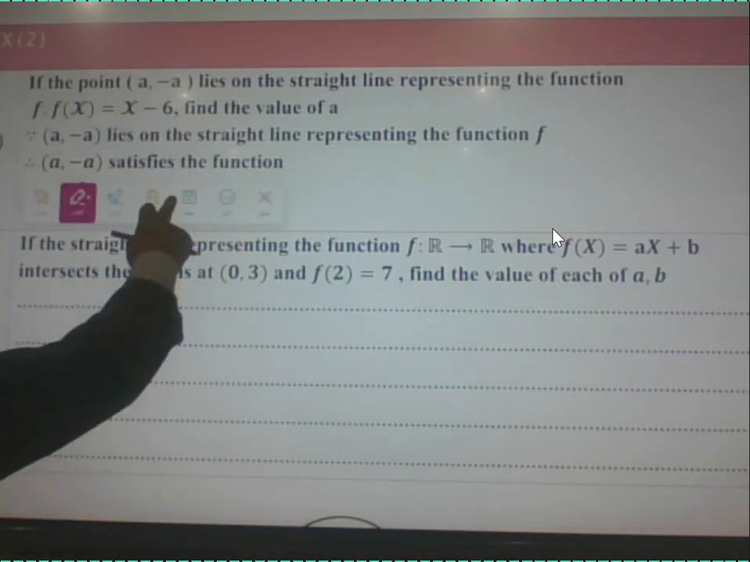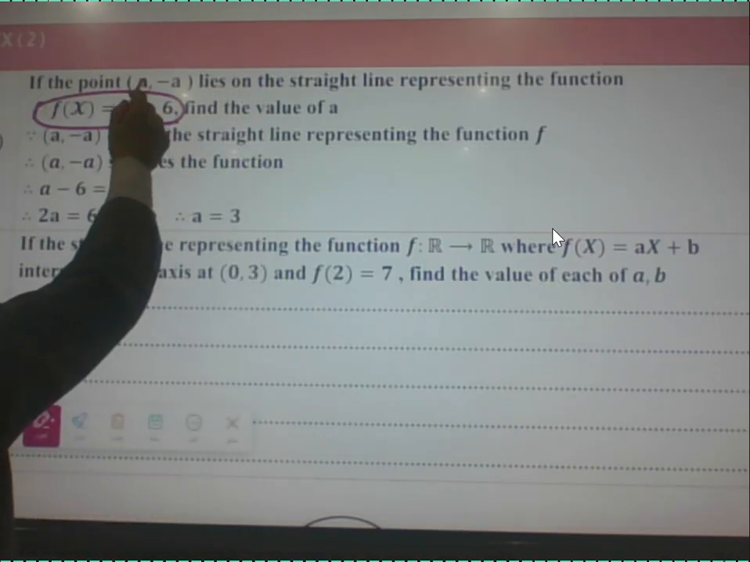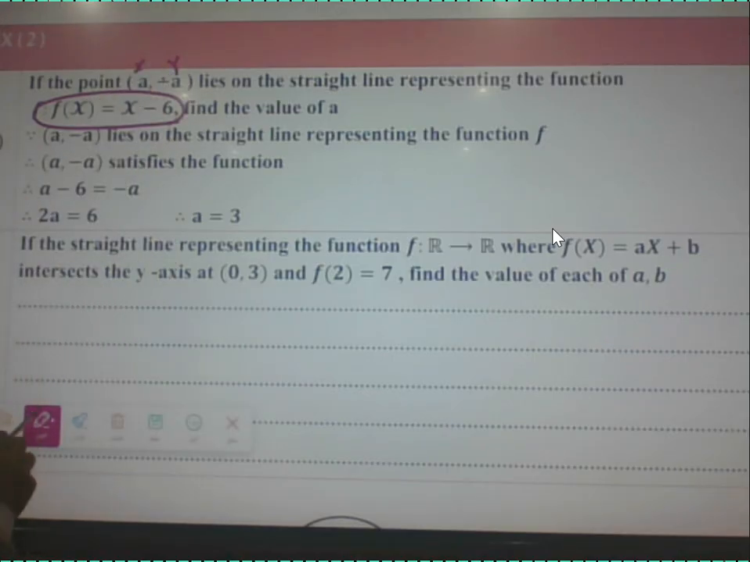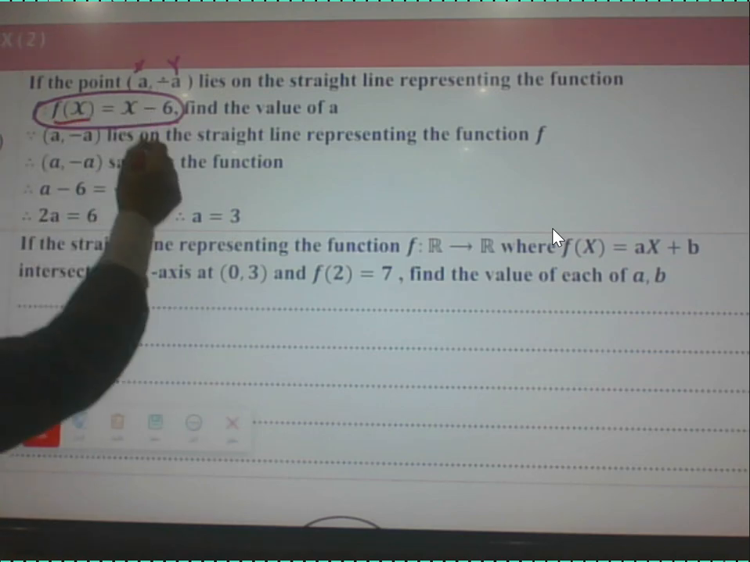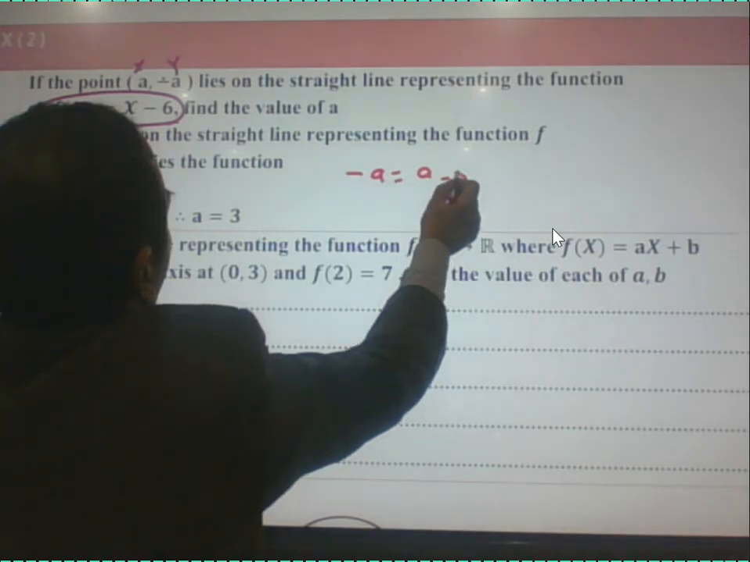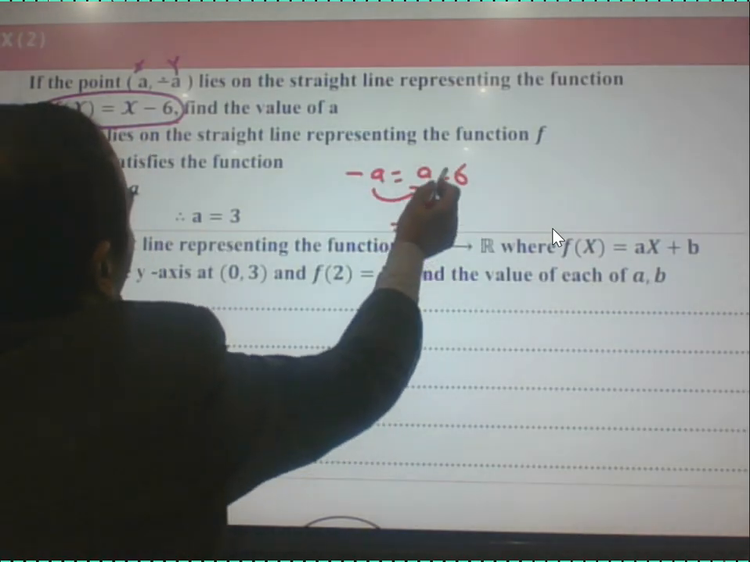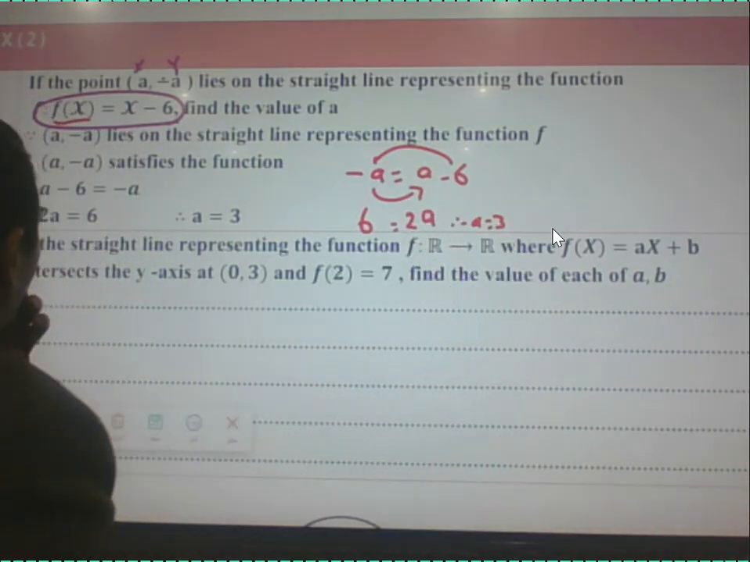If he gives a point lying on the straight line, this point satisfies the equation. Then put the value of x equal a and the value of y equal negative a. We have x and y. Then we can put in f of x: negative a equals a minus 6. You can solve the equation. Move a here, it will be a plus a equals 2a, and negative 6 moves here, it will be 6. Divided by 2, the value of a equals 3.